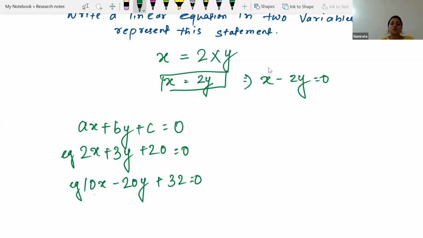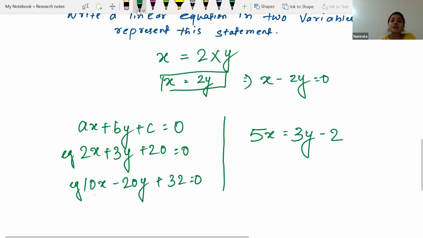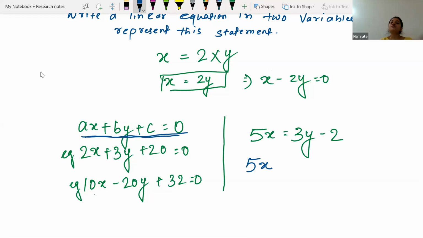And let's say your equation is 5x equals 3y minus 2, then you can write it in standard form. The standard form is this one. So when your equation is 5x equals 3y minus 2, you can write it as 5x, bring this 3y to this side, minus 3y, bring the 2 to this side, plus 2 equals 0. Now this looks like the standard form.